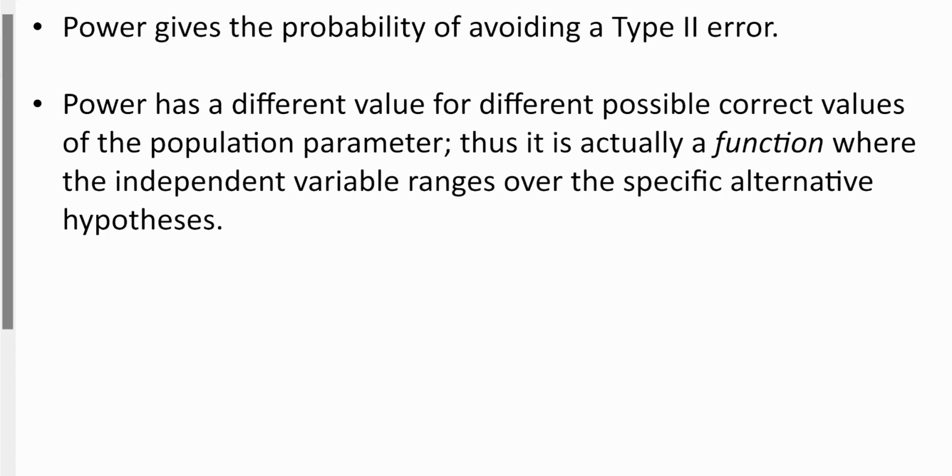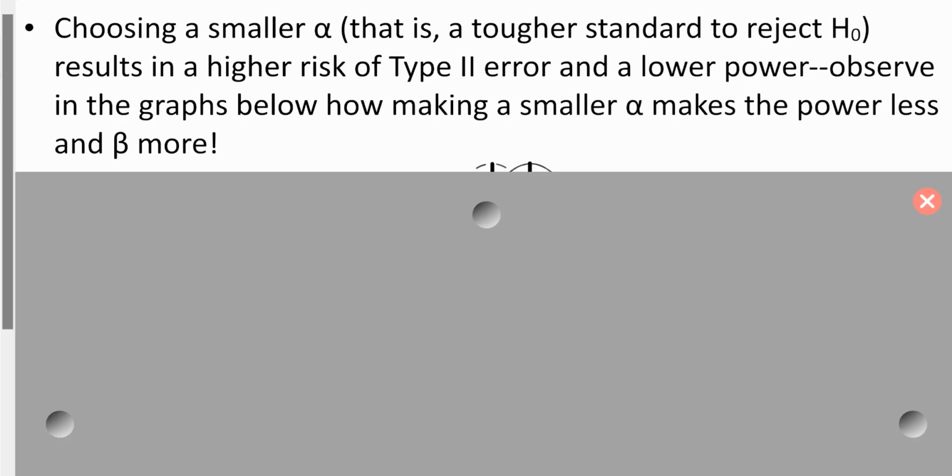So, number one thing I want to point out, choosing a small alpha value, that is making it tougher to reject the null. Like if you change from 0.1 to 0.05, that makes it harder to reject. So there's a smaller window to reject. It results in a higher risk of a type 2 error. Okay? And a lower power.